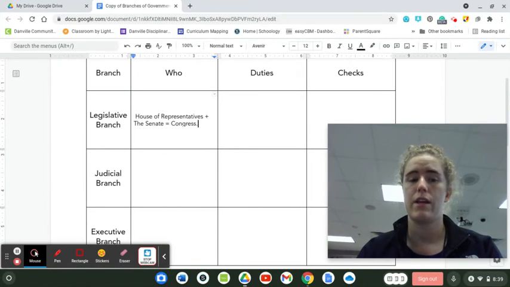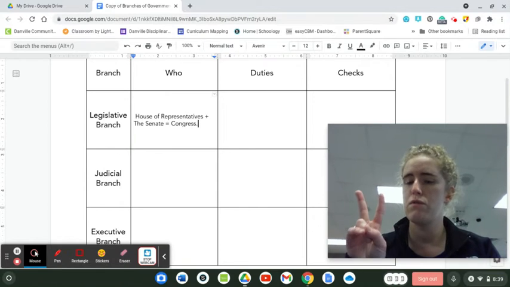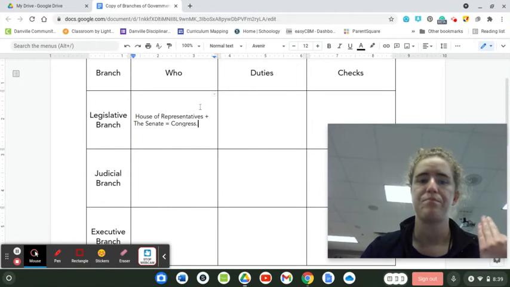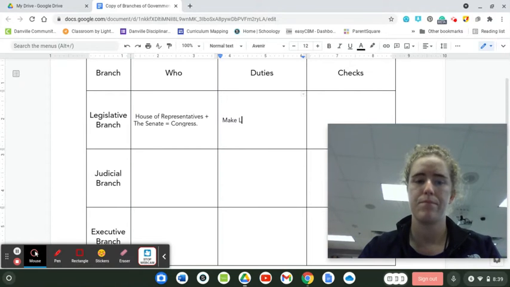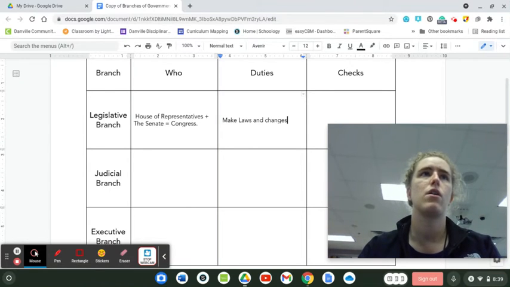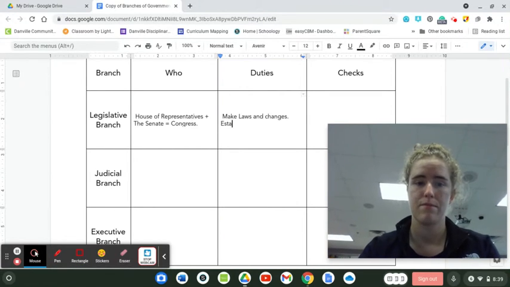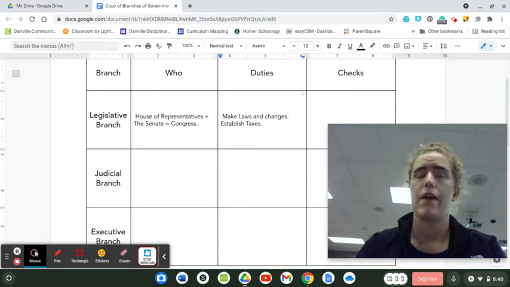The Senate, on the other hand, they tried to be more fair based on how many states there are. So there are 50 states. The Senate is a group that gets 2 votes per state. So there's 100 people in the Senate. Together they make the Congress. Their job as a branch of government is to make laws and changes. They can also establish taxes. They are the only people that establish taxes. That's their job in government. They make the laws, they change the laws, and they establish the taxes.